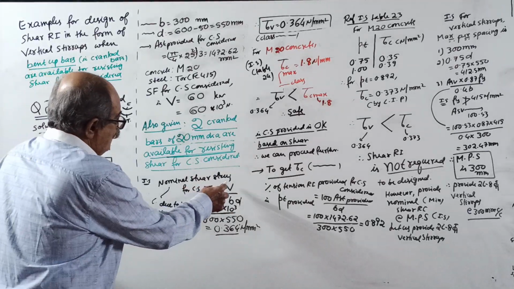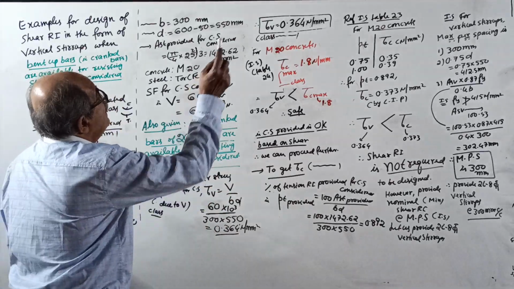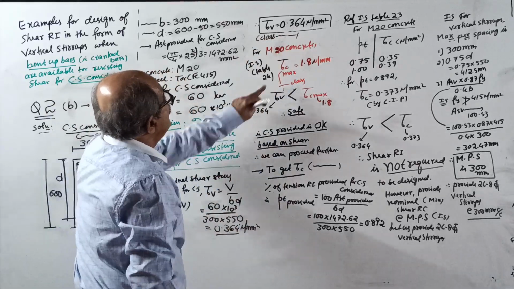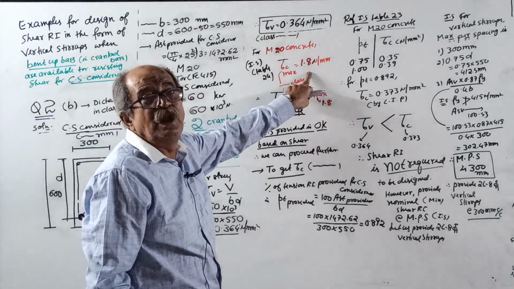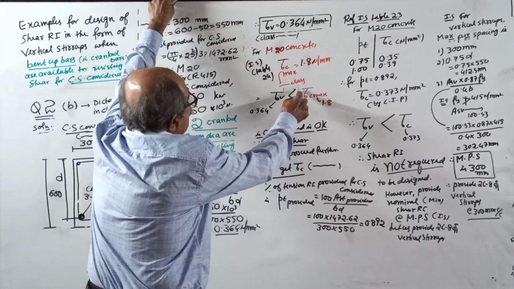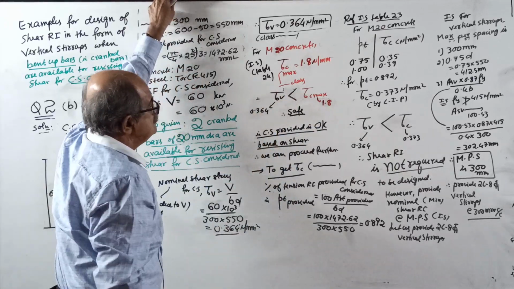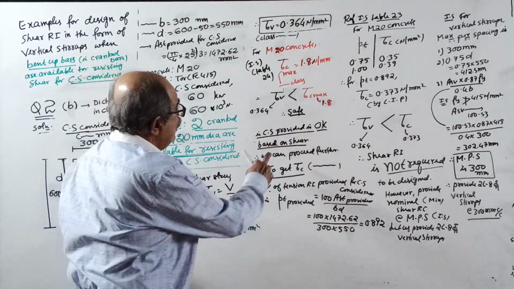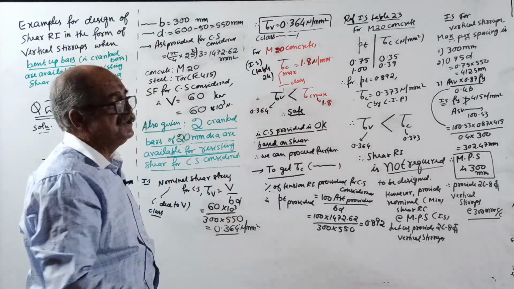Okay, start. V by BD, get the answer. 0.364 will come. For M20 concrete, tau C maximum is 1.8 Newton per mm square. Therefore, this time your tau V is less than tau C maximum, safe. Or the cross section provided is okay based on shear.